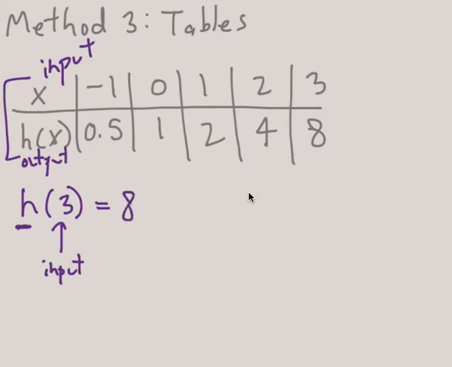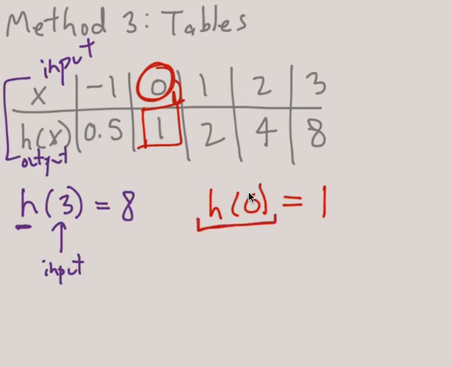Alright, if I want to look at h of 0, find 0 there, and then its partner is right there. It connects the input of 0 to the output of 1. So h of 0 is equal to 1. The value of this whole thing is 1. Last example, I could do h of -1. Looking on the table, I see that -1 is connected to an output value of 0.5.